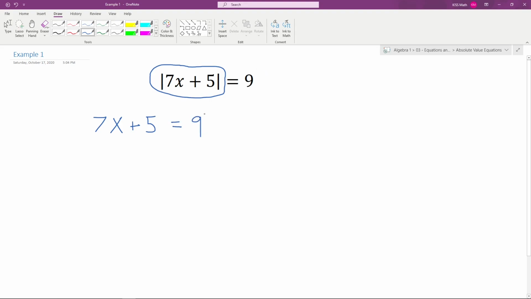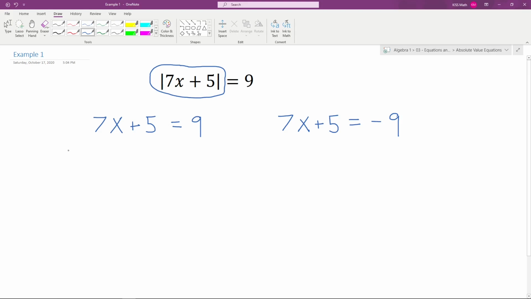So that's easy. But the second equation you have to make, you do the same thing, 7x plus 5, but this time on the right side, you have to make the entire right side negative. So here we just have a 9, so that just becomes negative 9. Now you have two equations, and you just have to solve for x in the same way that we did before for each equation.